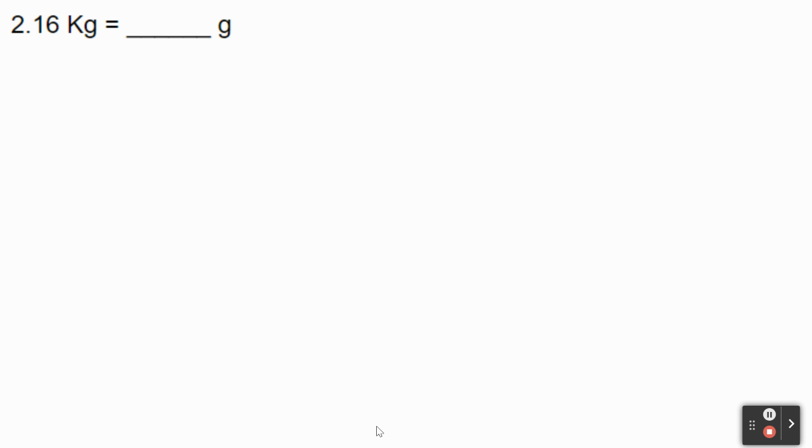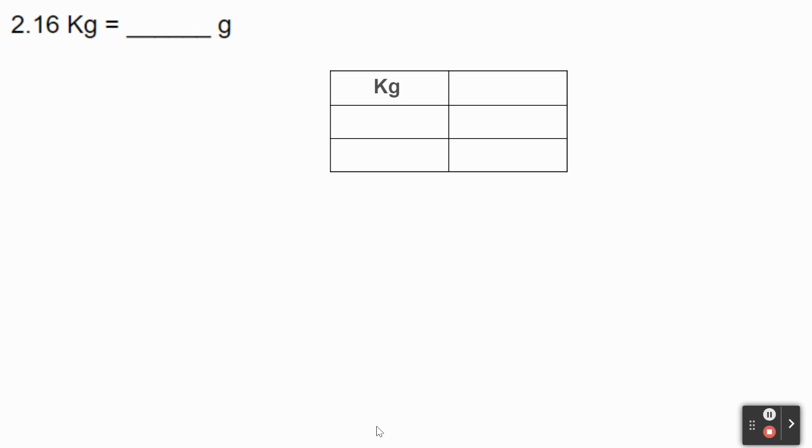Here we have 2 and 160ths kilograms, and we're going to rewrite this as grams. So in our table, we're going to start with kilograms because that's the unit we're starting with, and we're going to end with grams because that's the unit we're rewriting it as. Same thing, we want to figure out how many grams are in 1 kilogram, so we'll use our mnemonic device. King Henry died unusually drinking chocolate milk.